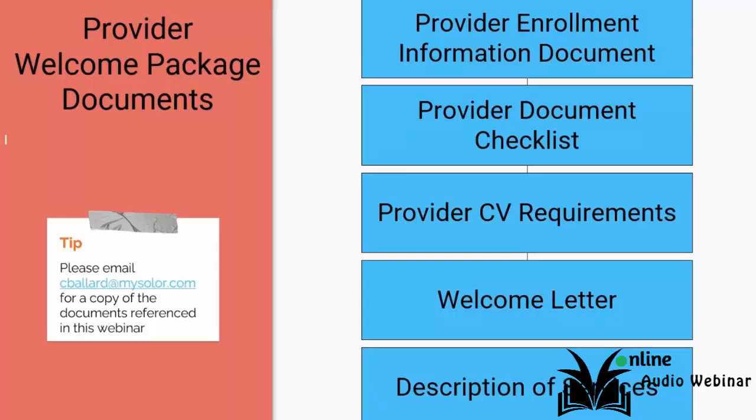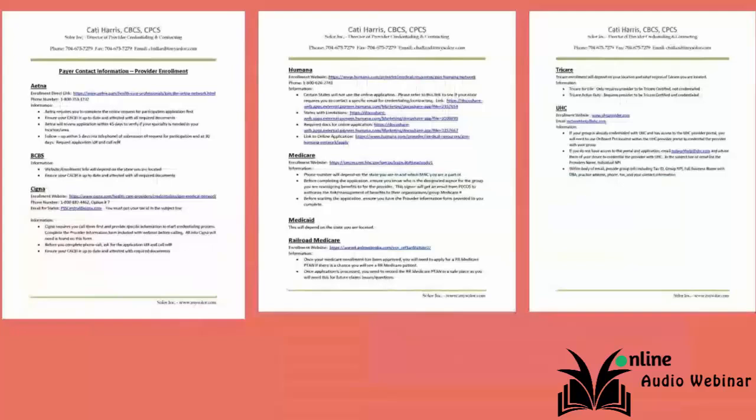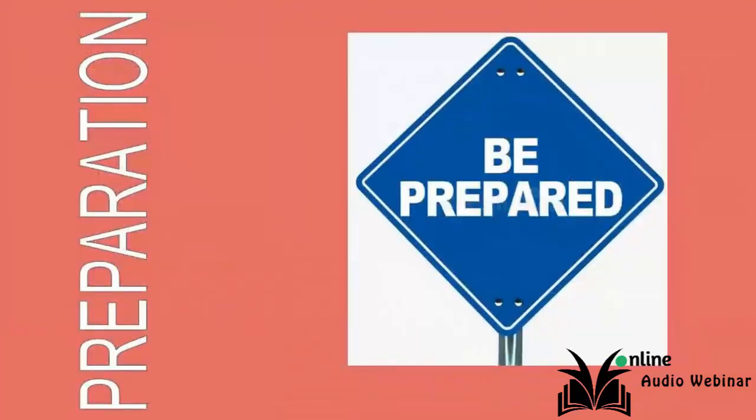For the payer research side of things and documents, you need your payer or state applications, your payer contact information, and also a tracking spreadsheet, which I am also providing to you. This is an example of the cheat sheet that I've created for you for each payer contact information. The next part of the credentialing process is the preparation.